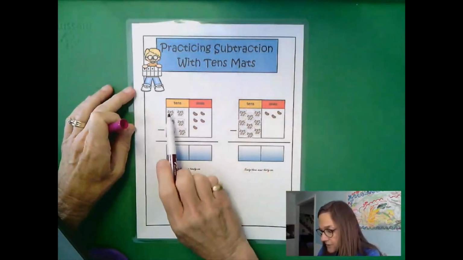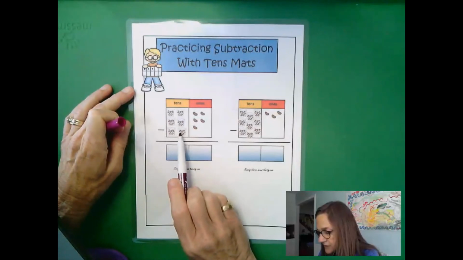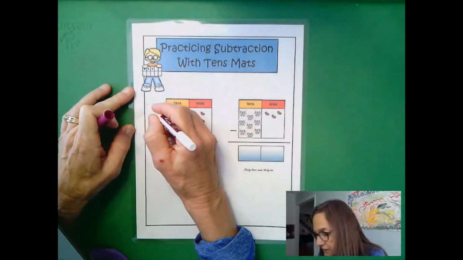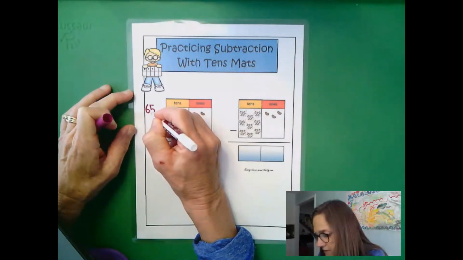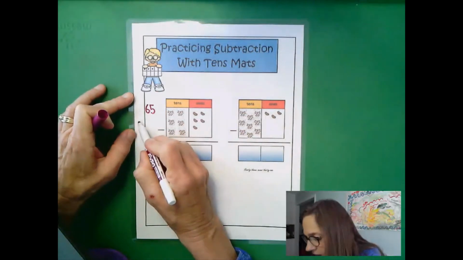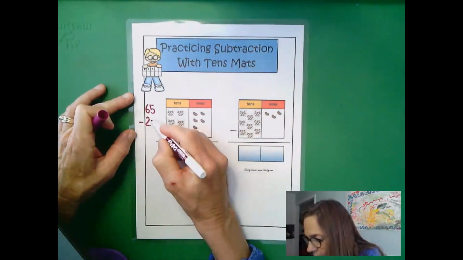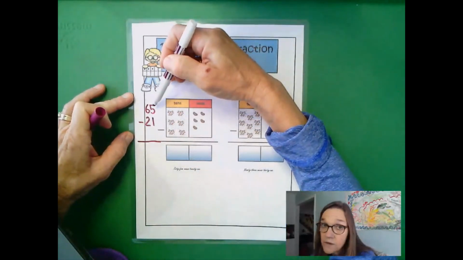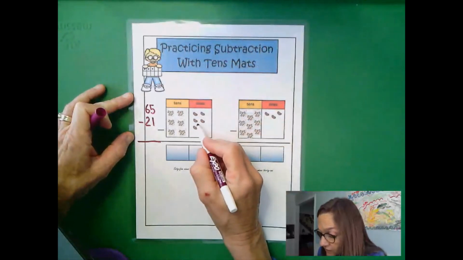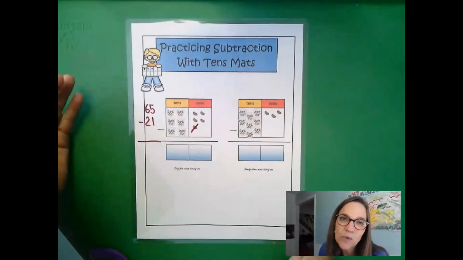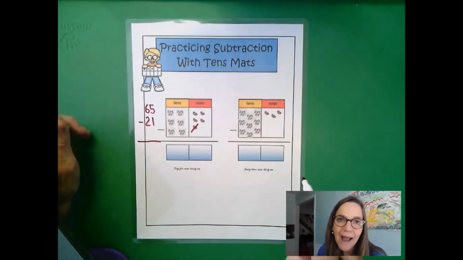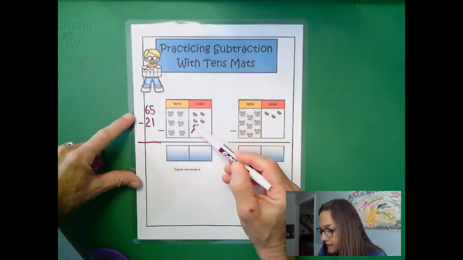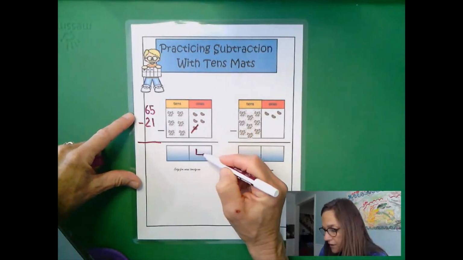So this problem is 10, 20, 30, 40, 50, 60, 61, 62, 63, 64, 65. This is 65. I'll just write it over here. 65. And let's take away 21. And so what will that leave us with? Well, you know we have to start in the ones column. So what we'll do is we're just going to mark off one of those ones since we can't move them or peel them off the paper to actually take them away. But we do know that 5 take away 1 leaves us with 4.